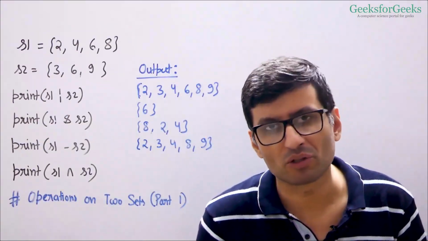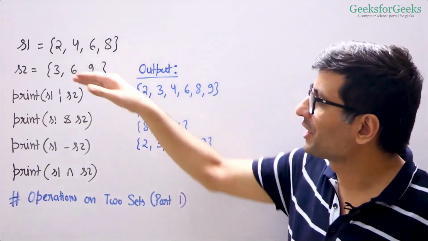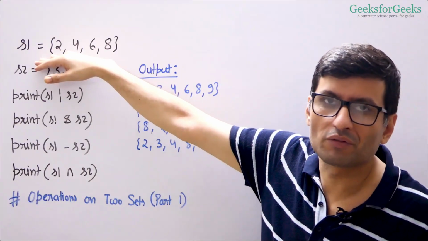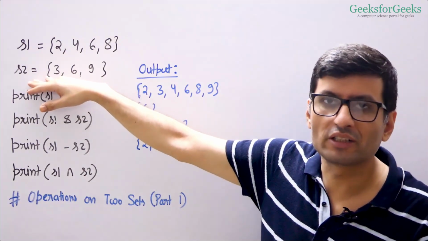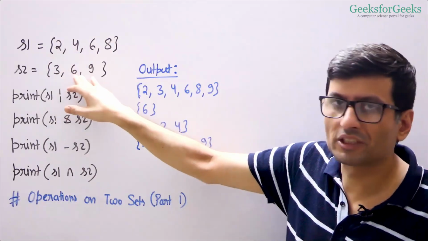Here is a Python program to demonstrate some operations on two sets. So we have set S1, which represents elements which are smaller than 10 and multiple of 2. Set S2, which represents elements which are smaller than 10 and multiple of 3. So in S1 we have 2, 4, 6, 8. In S2 we have 3, 6, 9.